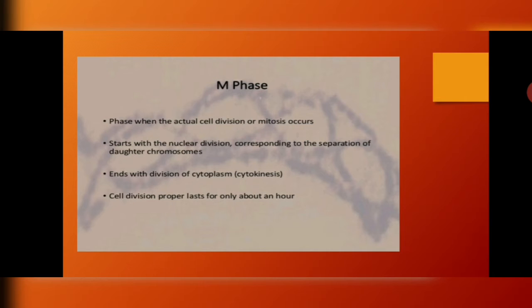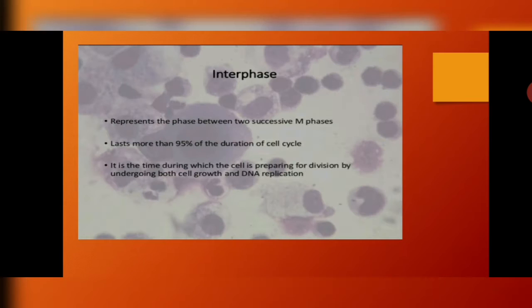Let us discuss the M phase. The phase, children, when the actual cell division or mitosis occurs is known as the M phase. It starts with the nuclear division. First there is karyokinesis and it is followed by cytokinesis. It starts with the nuclear division corresponding to the separation of the chromosomes inside the nucleus. Then the cytoplasm will divide, and cell division proper, the mitotic division, the M phase lasts for about 1 hour in the total 24 hours.